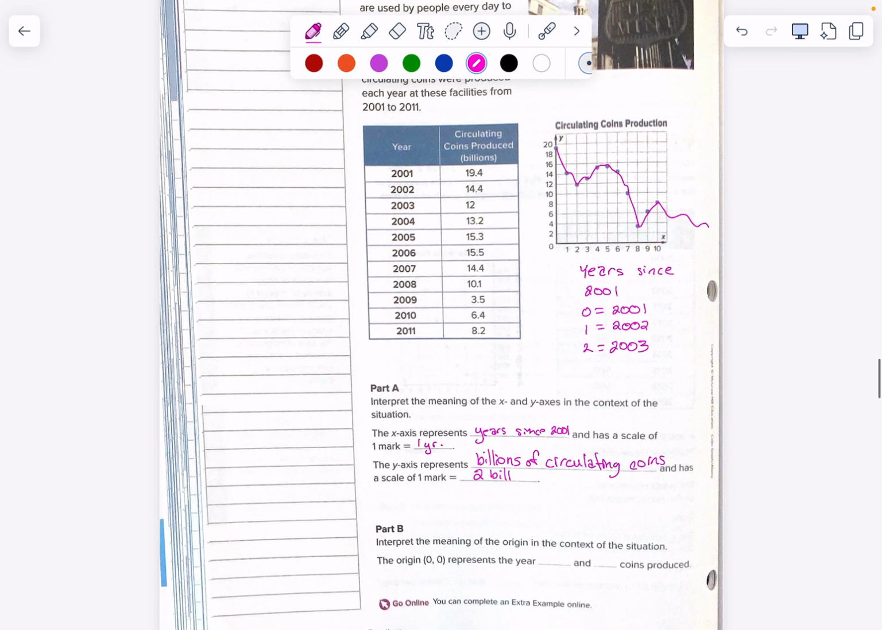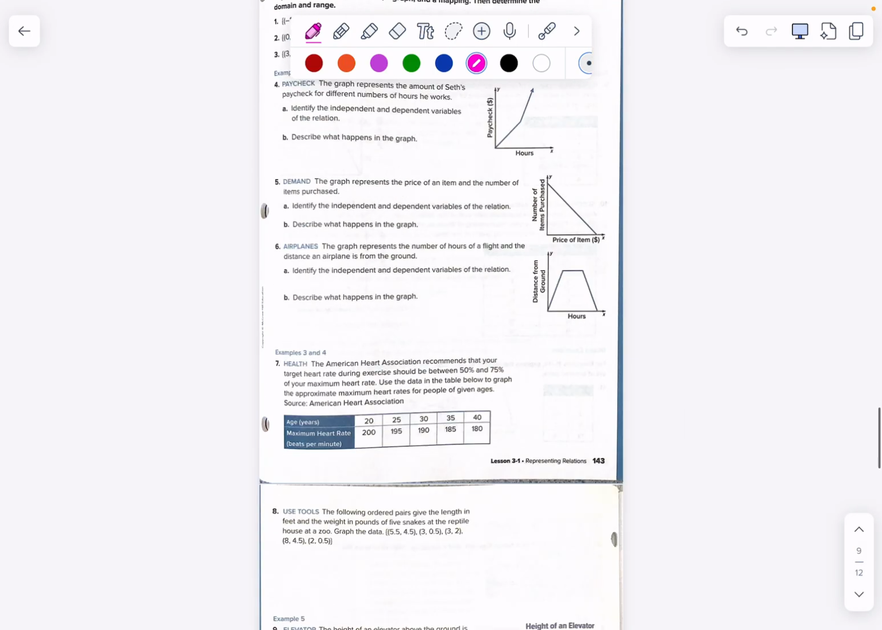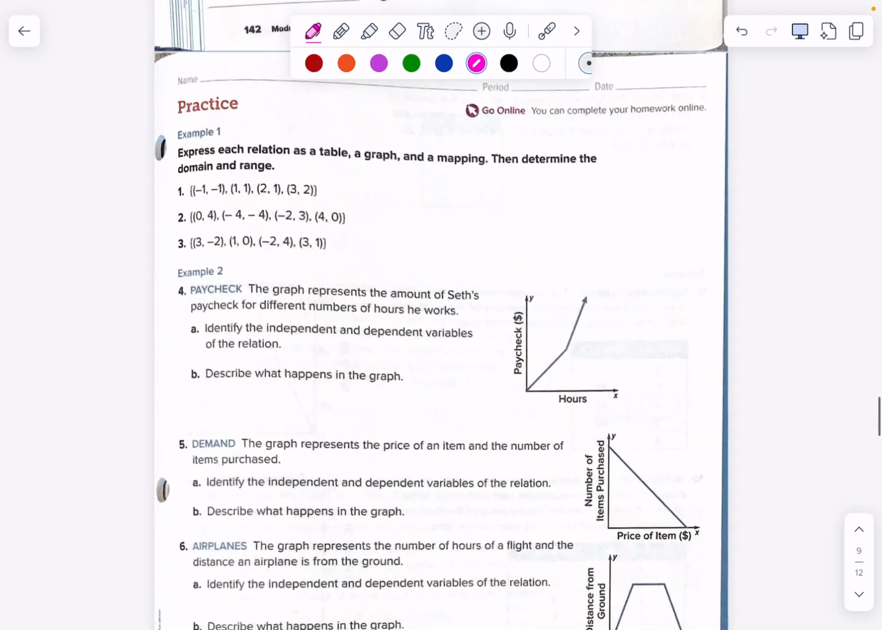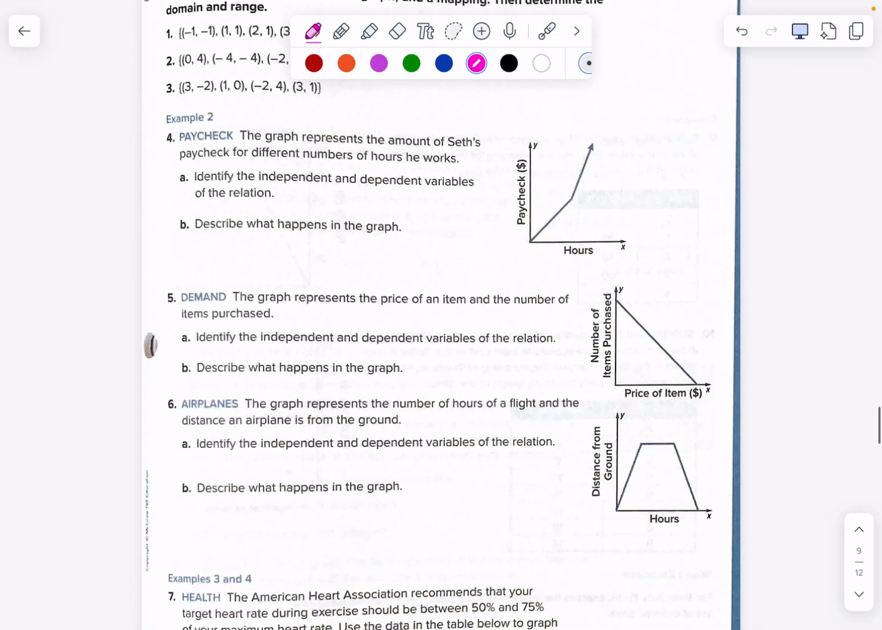Part B, interpret the meaning of the origin. 0, 0 means the year 2001 and how many coins? 0 billion. No, 0, 0, where does 0, 0 represent? Oh, yeah. Okay.